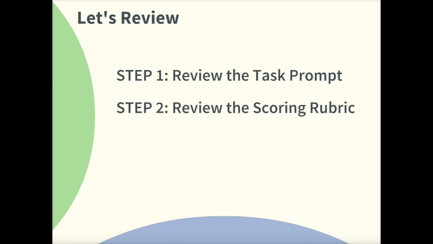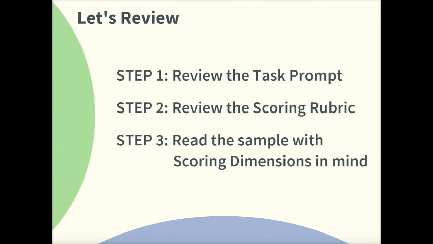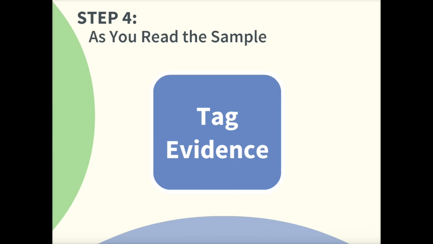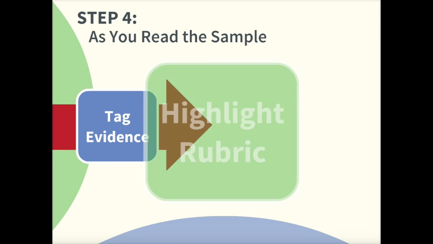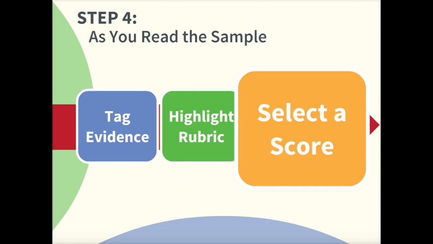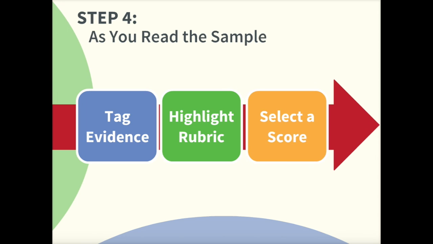Now let's review the steps for reading, collecting evidence, and scoring. We start by reviewing the task prompt, reviewing the scoring rubric, and reading the student's sample with the scoring dimensions in mind. The next step is to tag or highlight evidence in the sample that is relevant for scoring particular dimensions of the rubric. Then, you highlight the level indicators in the rubric that match the evidence that you've noted. Finally, you select a score that best represents the preponderance of evidence for the focus of the dimension.